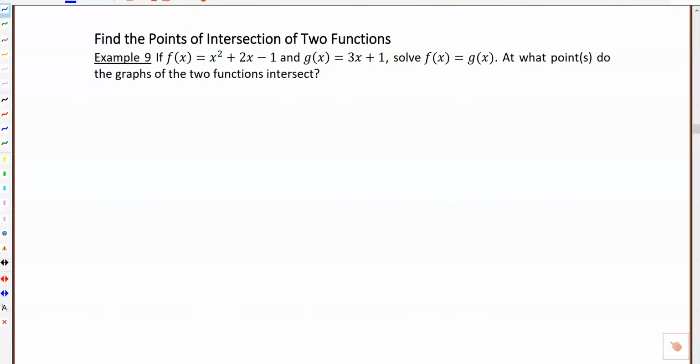Finding the points of intersection of two functions. So in this next example, f of x is equal to x squared plus 2x minus 1, and g of x is equal to 3x plus 1. You can see one of them is a quadratic function, and the other one is a line, a linear function. Solve f of x equals g of x. At what point or points do the graphs of the two functions intersect? Now what we're looking for here is the points x, y, so we're looking for ordered pairs x, y that are on both graphs.